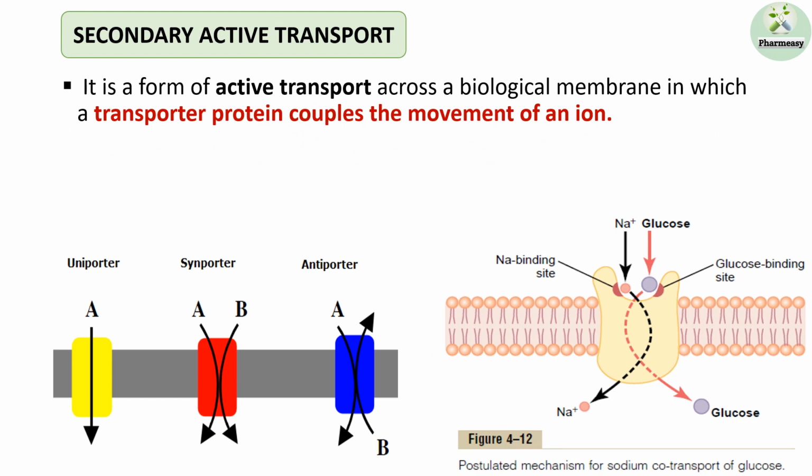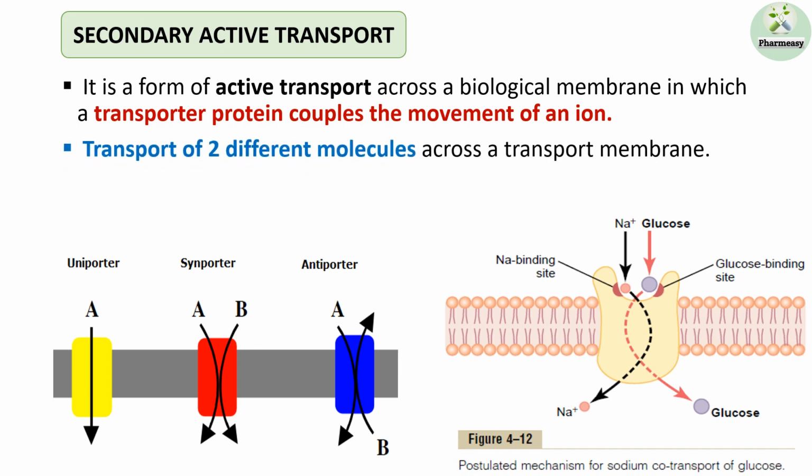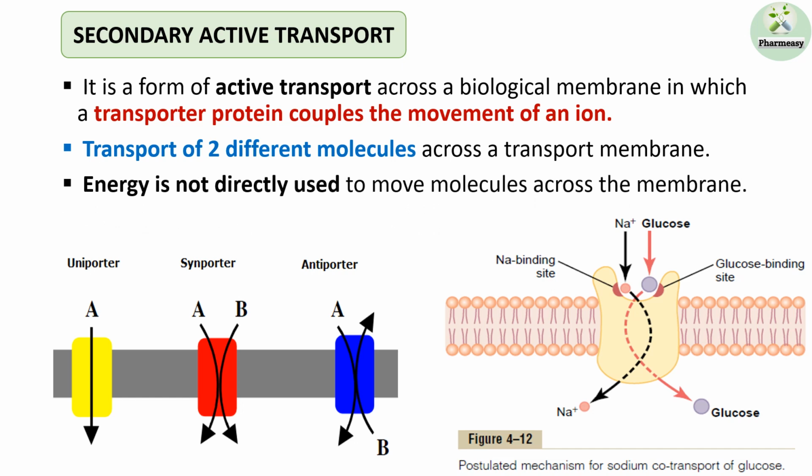It is defined as a form of active transport in which a transporter protein couples the movement of ions. It is also known as coupled transport or co-transport. Transport of two different molecules at a time takes place and energy is not directly used for movement. Transport is powered by energy from the electrochemical potential difference as ions are pumped into and out of the cell, with no direct coupling of ATP.